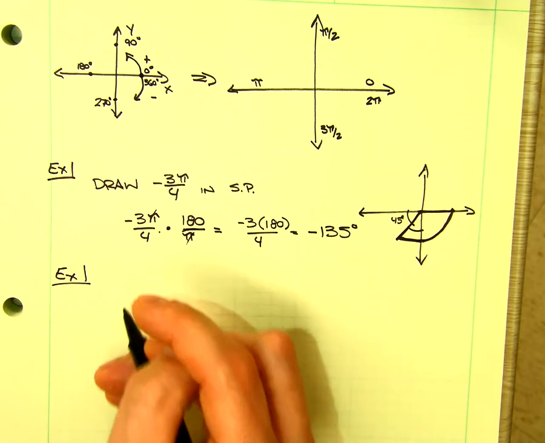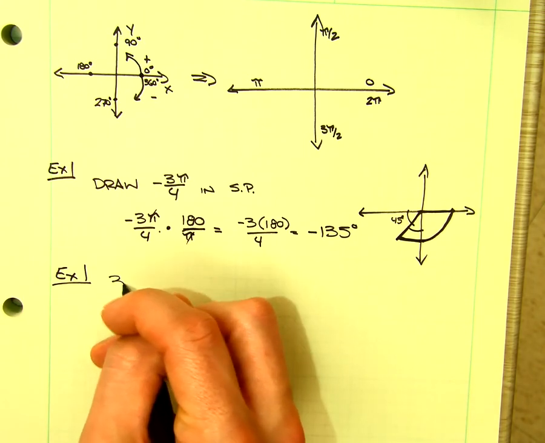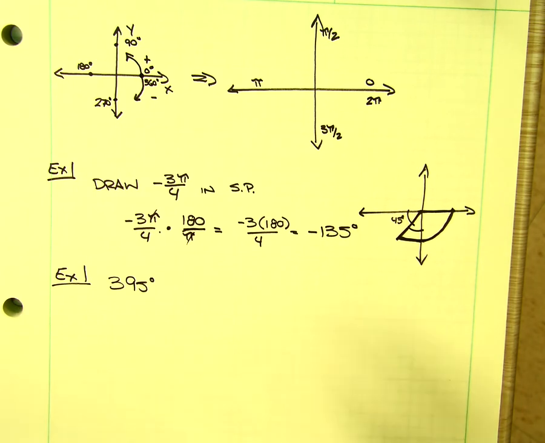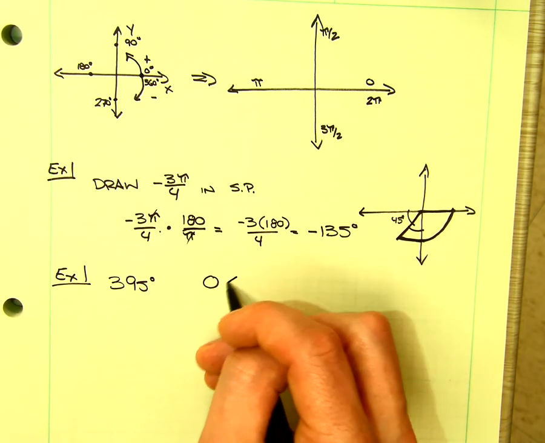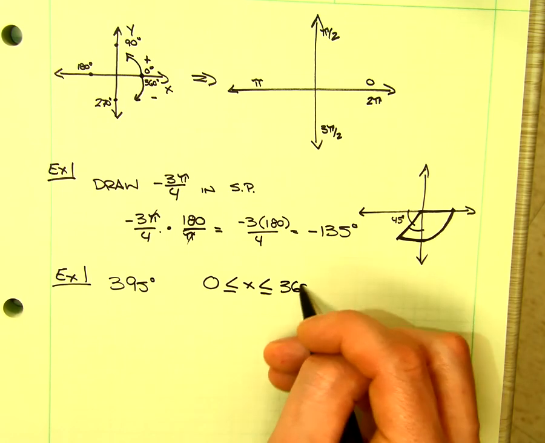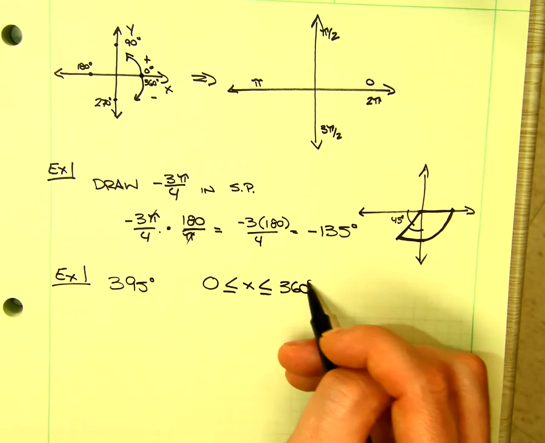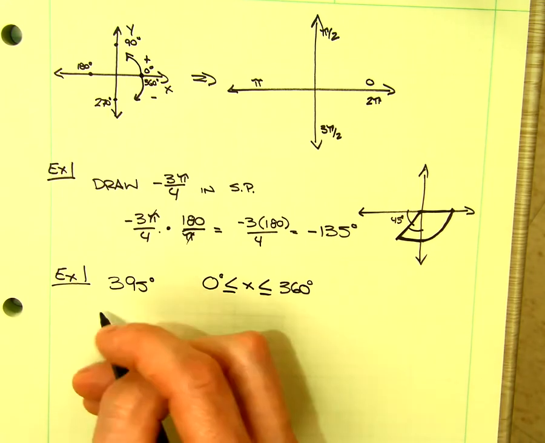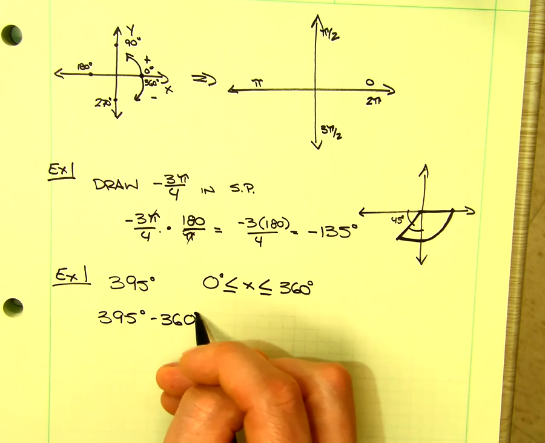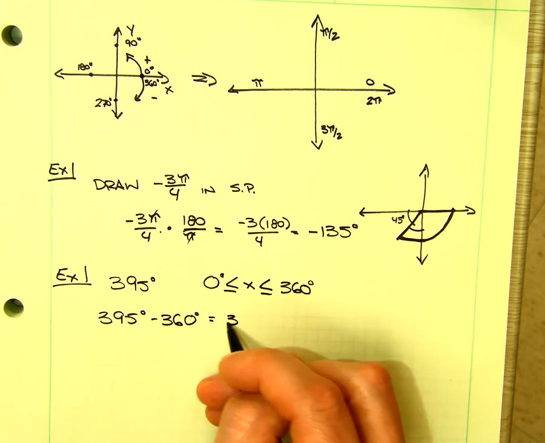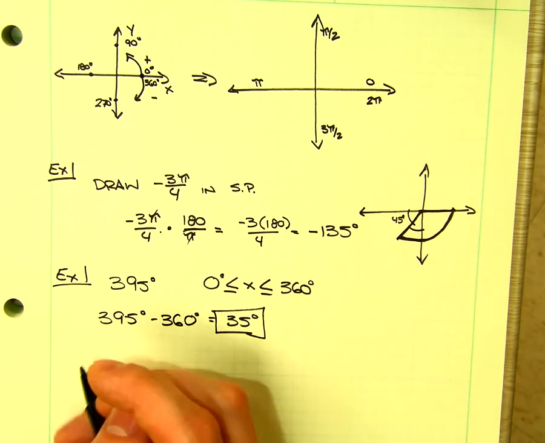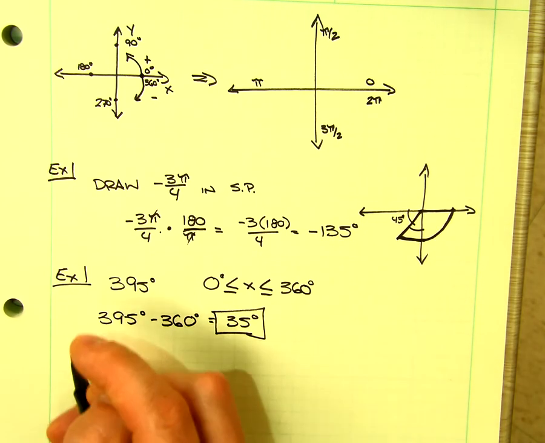Say, for example, I said, give me 395 degrees in terms of a coterminal angle. I want your answer between 0 and 360 degrees. So 395 is clearly more than 360. I need to take 395, subtract 360, and all it's going to give me is 35 degrees. Done. Find the coterminal angle. Got it figured out.